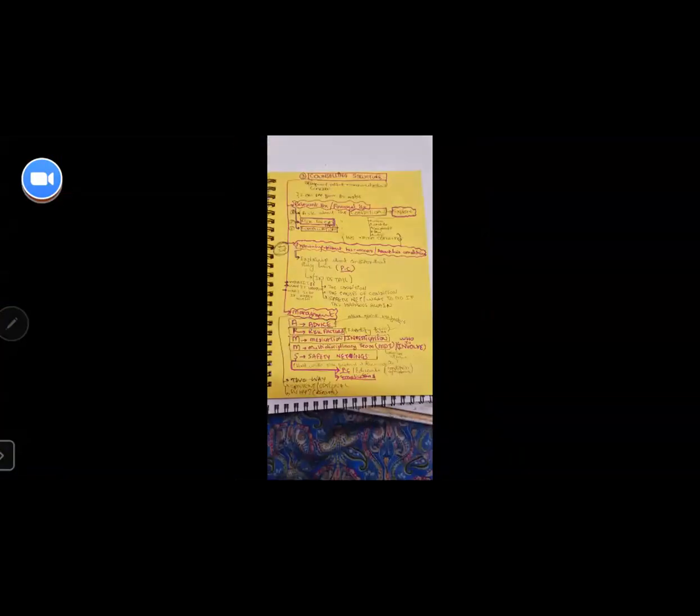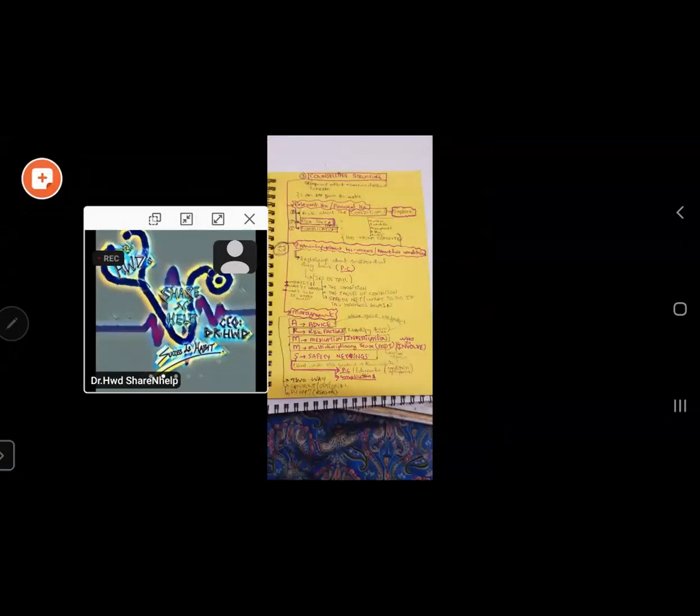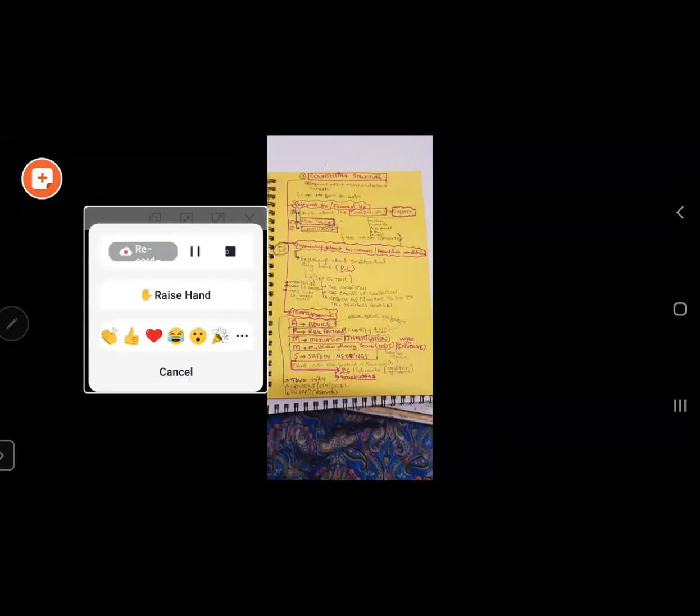And this is it about these structures. I think that I'm going to end it right now. And inshallah, tonight we are going to practice on the respiratory stations.